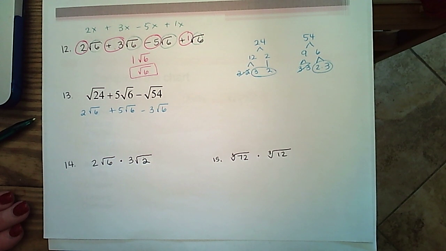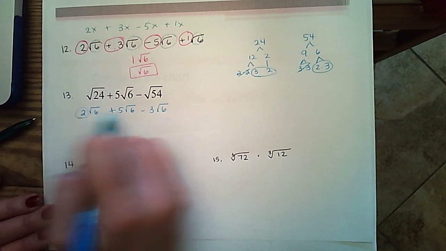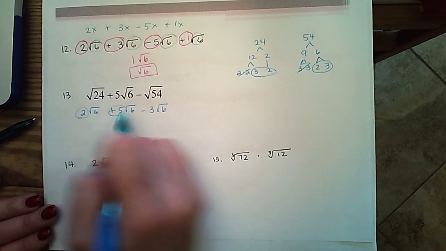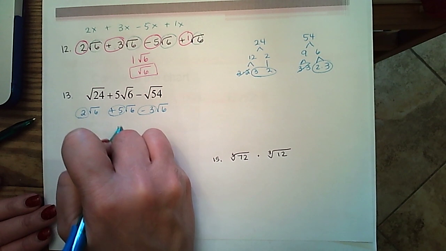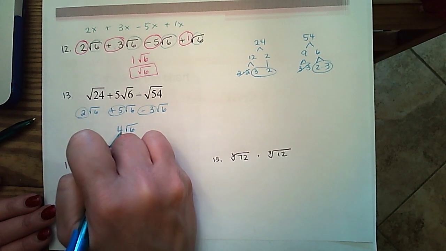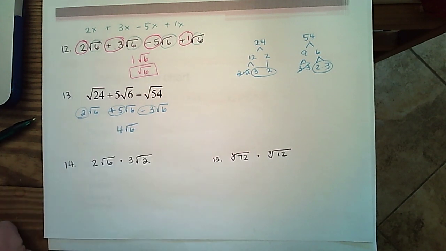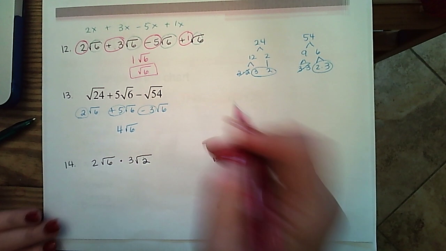All right, so now I have my 3 simplified radicals, and I do exactly what I did above. I have 2 plus 5 is 7. 7 minus 3 is 4 square roots of 6. I've got to make sure that my radicals are in simplest radical form, and they have to be the same to go together.